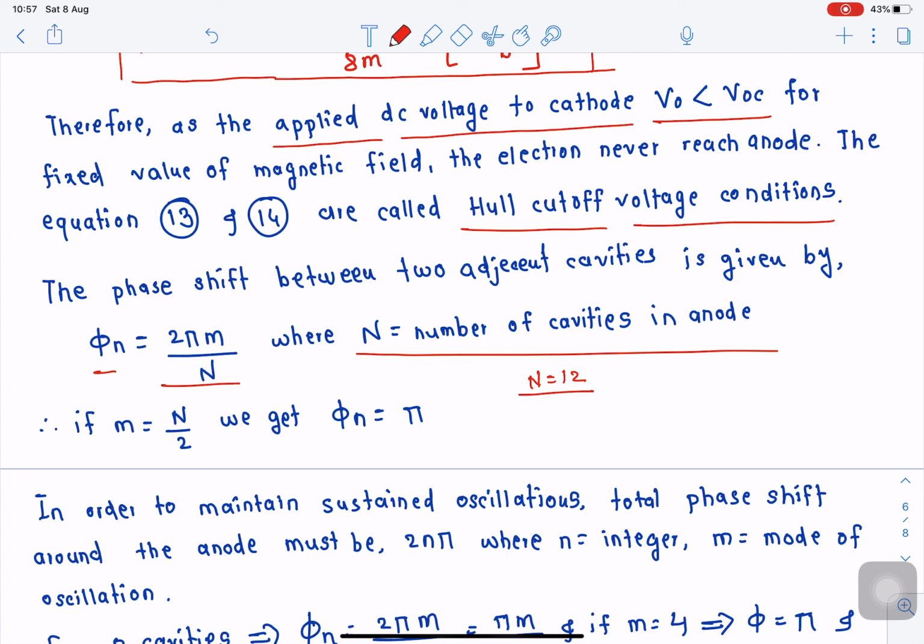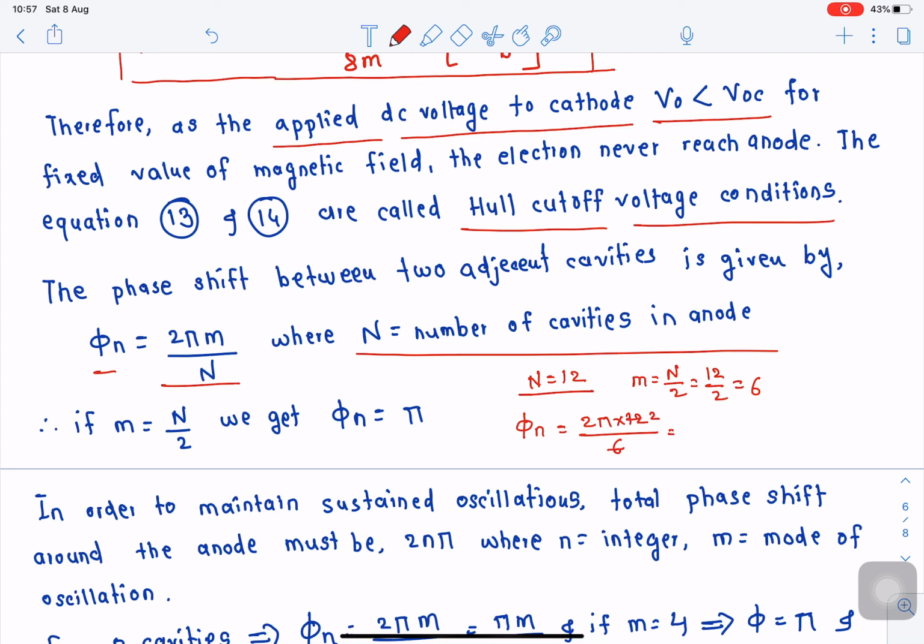So if we are making use of 12 cavities, and if we place m equal to N by 2, so here for 12 anode cavities, m will be N by 2, so N by 2 means 12 divided by 2, so it will be 6. Okay, so the phase shift between the adjacent cavities is given by 2 pi multiplied by 6 divided by 12, so what will it give?